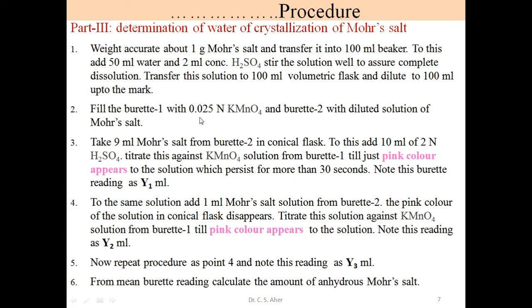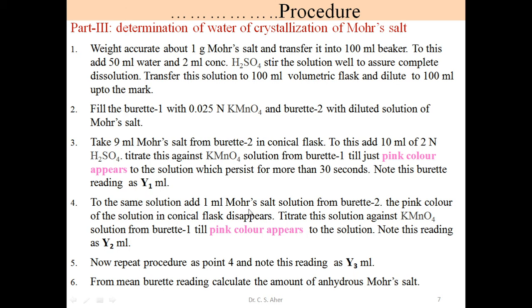Fill burette 1 with KMnO4 up to the 0 reading, and burette 2 is now cleaned and filled with the Mohr salt solution. The procedure is the same. Instead of sodium oxalate, we take 9 ml of Mohr salt solution, add 10 ml of 2 normal sulfuric acid, and titrate against KMnO4 solution. Just a pink color appears and remains stable. We note that reading as Y1 ml.